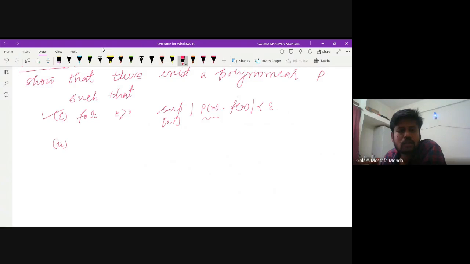But say that with p of 0 equal to f of 0 and p dash 0, the derivative of that polynomial, equal to 0. So 1 is true by Weierstrass approximation theorem. You need to check this solution.